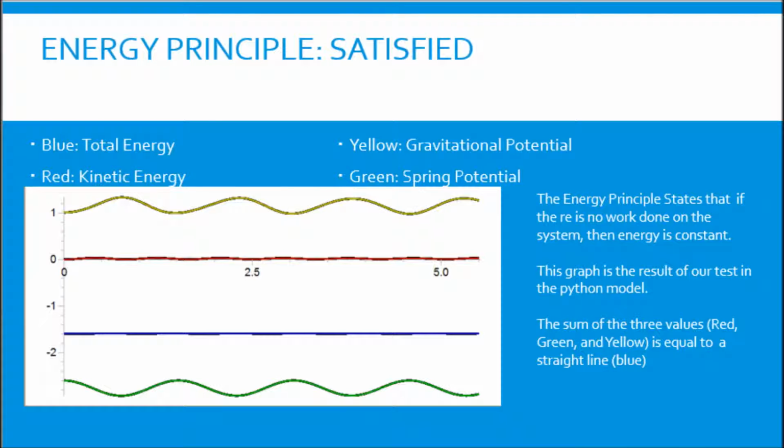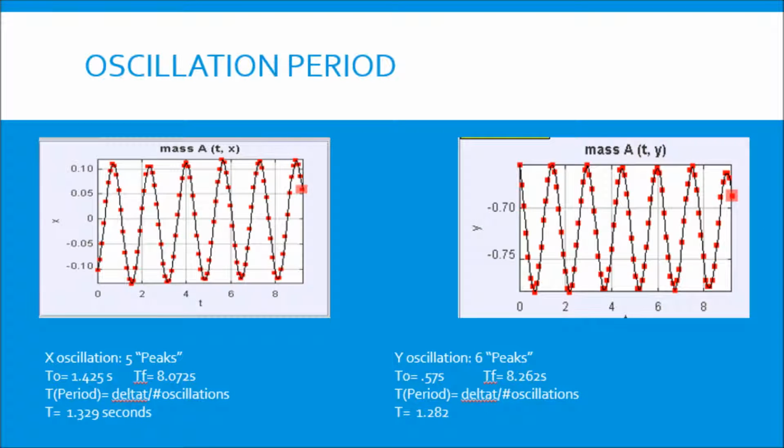Next, we did the oscillation period, which is for X. We just took the 5 different peaks, and we also found the T initial and T final of each of those peak points. I did the total change in time divided by the number of oscillations for this value here, and did the same thing for Y, except there were 6 peaks, and I took those different values and got a similar result.